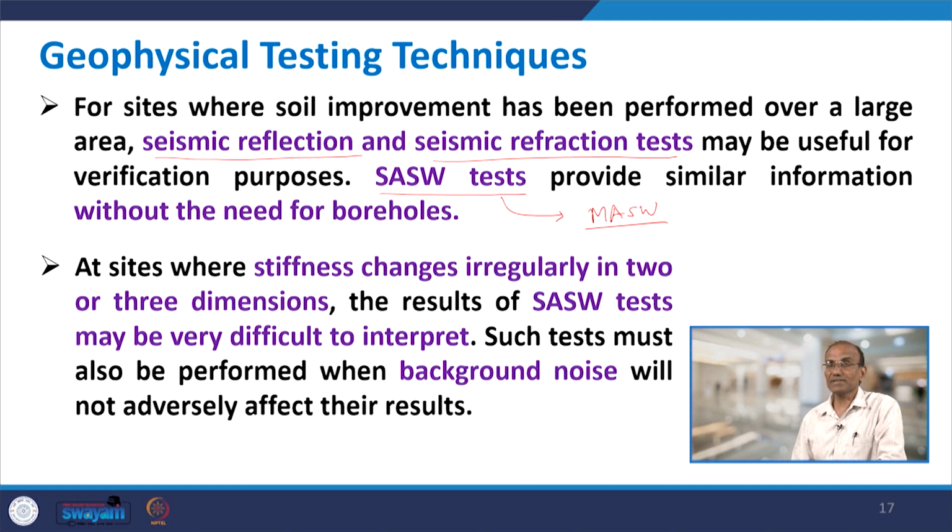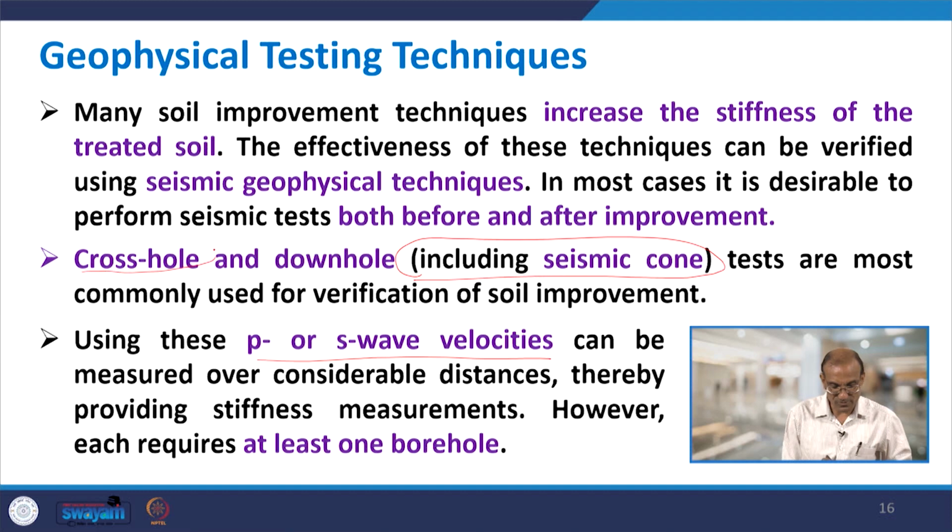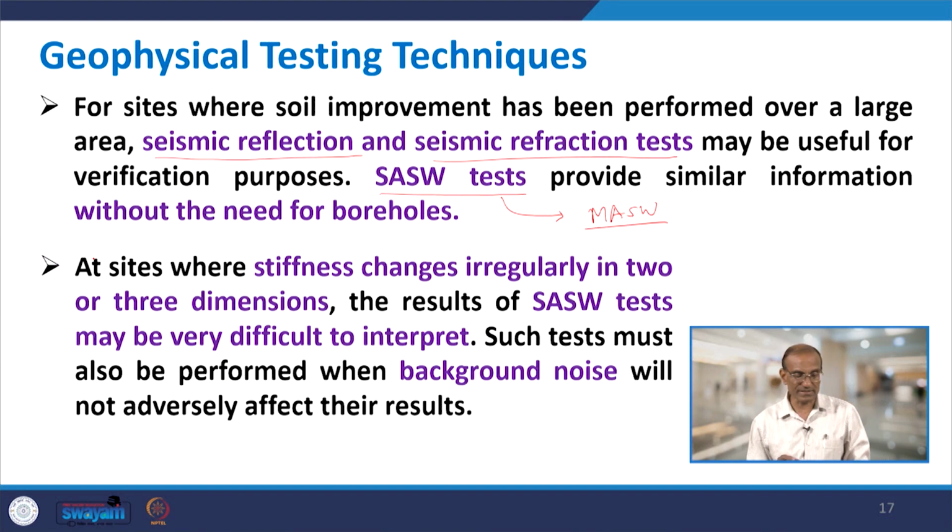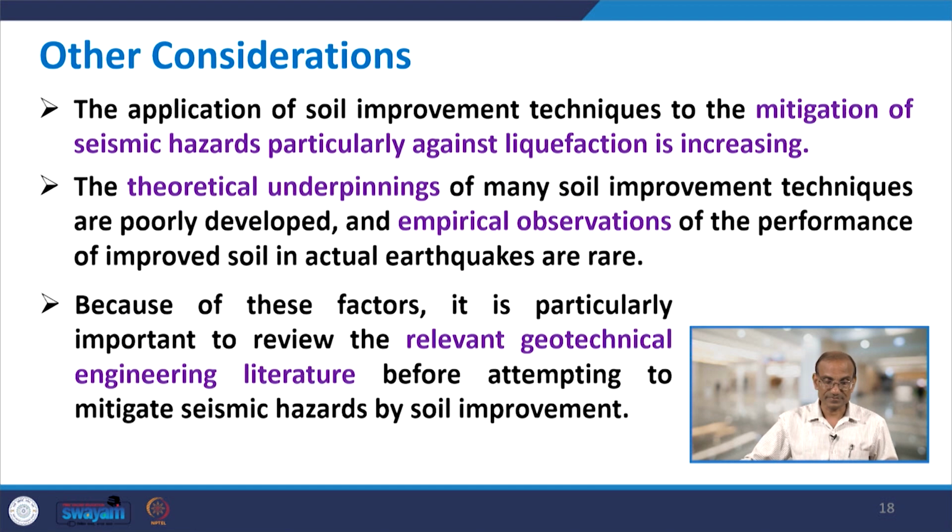So, the good point with the geophysical techniques is that you do not require a borehole except in the cross borehole test. For cross hole you require boreholes, but for seismic reflection or SASW tests, a borehole is not required. At sites where stiffness changes irregularly in 2 or 3 dimensions, the results may be very difficult to interpret. Such tests should also be performed when background noise will not adversely affect their results. So, while conducting the SASW test, if it is an isotropic condition, fine, but if your strength varies not only in one direction, let us say along the x direction and the y direction, and of course it varies along the depth, then it is difficult to interpret the results.